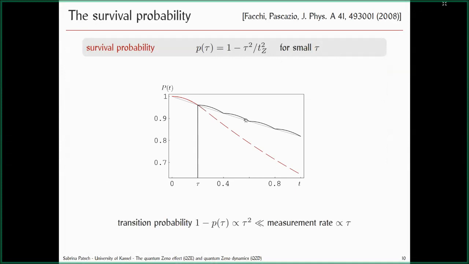And we can think of the reason for this being that the transition probability, the opposite of the survival probability, which is 1 minus the survival probability, scales as tau squared. So the probability to leave the initial state is tau squared, but we perform measurements with a rate of 1 per tau. And if you have very short tau, then tau squared is much smaller than tau. So this is a very hand-wavy argument, but I think it helps a bit the intuition of why this is actually happening. We just measure our state much more often than it actually has the opportunity to leave the initial state.